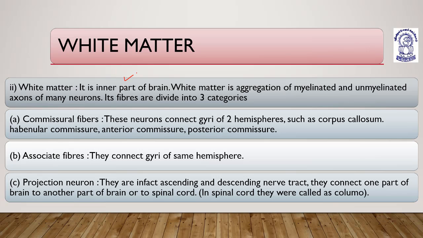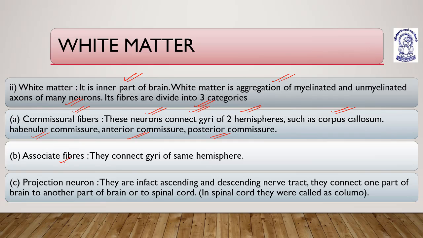White matter. It is the inner part of the brain. White matter is aggregation of myelinated and unmyelinated axons of neurons. Its fibers are divided into three categories. Commissural fibers. These neurons connect gyri of two hemispheres, such as corpus callosum, habenular commissure, anterior commissure, and posterior commissure. Commissural fibers. The neurons connect gyri of two cerebral hemispheres, such as corpus callosum. So they basically connect the two gyri of two cerebral hemispheres, such as corpus callosum. Habenular commissures. Other than corpus callosum, we have habenular commissure, anterior commissure, and posterior commissure.